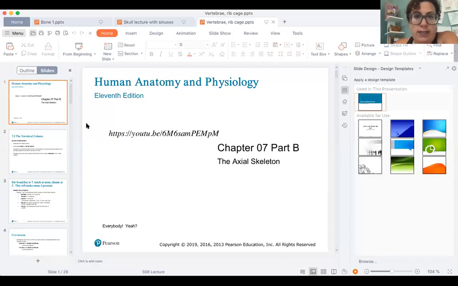So hopefully you're seeing the vertebral. So we're moving down. We're going from the head. Now we're in the neck and the body, and we're talking about the axial skeleton. So this is a perfect point to take a break.